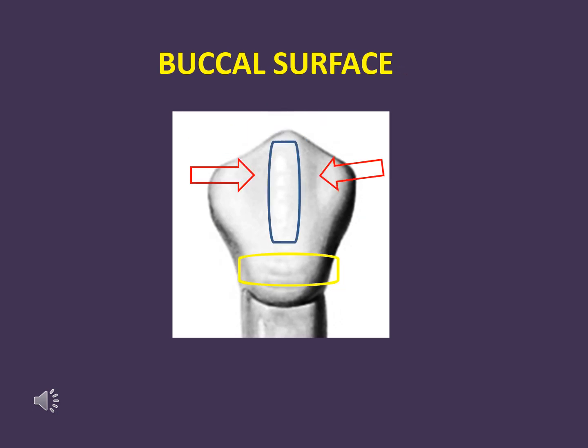Now we'll see the buccal surface anatomy. The buccal surface is convex in nature and it has an elevation area as well as a depression area. The elevation area includes the cervical ridge and the buccal ridge. The buccal ridge extends from the cervical region to the cusp tip, and I have made a blue color marking that indicates the buccal ridge, whereas the yellow color marking present just above the cervical line indicates the cervical ridge.